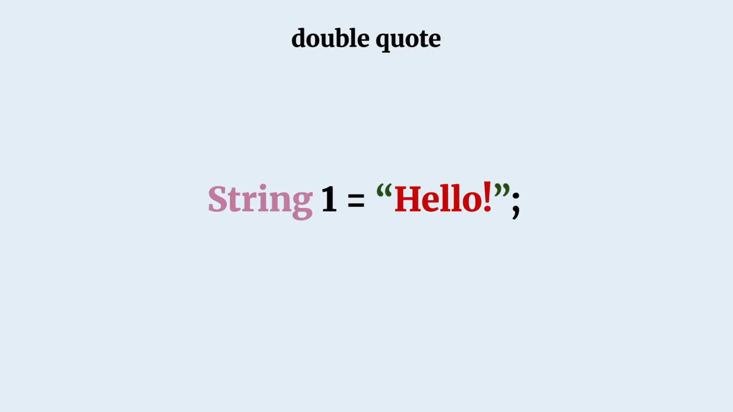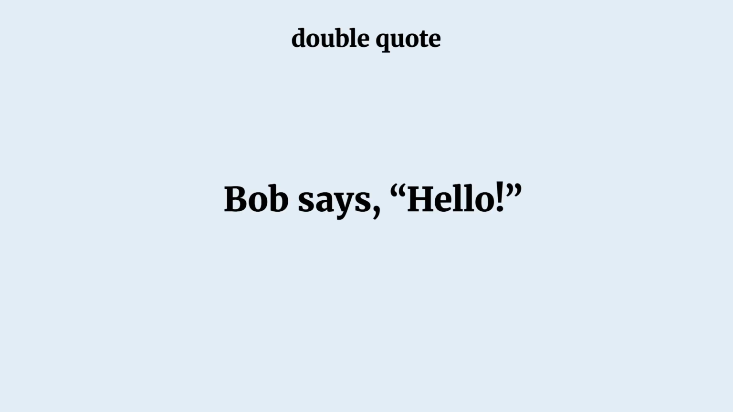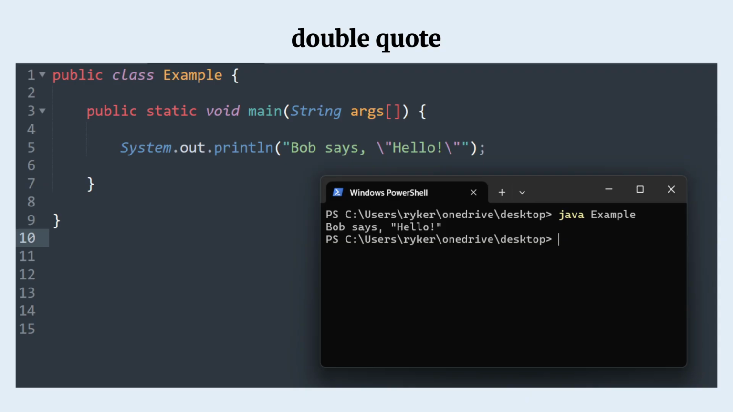As you now know, how we signify that something is a string is by enclosing it in double quotes. But what if we wanted to also include double quotes in the string itself? Let's say we want to print the sentence, Bob says "hello." We would do this with the double quote escape sequence, as so.